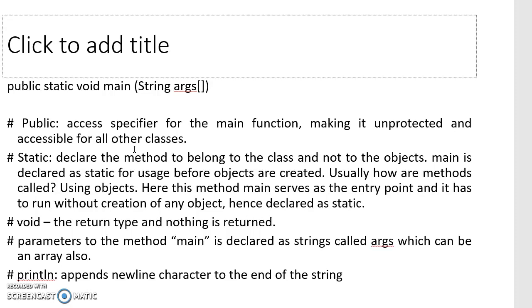So that was the case of static definition in C++, but here this function is declared as static just to indicate that it belongs to the class and not to the objects. Now this main function is being called here without the use of an object. Usually objects are used for accessing the variables as well as functions, but here this main function is not called by objects.